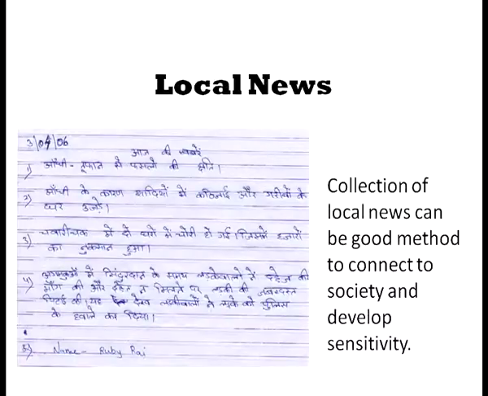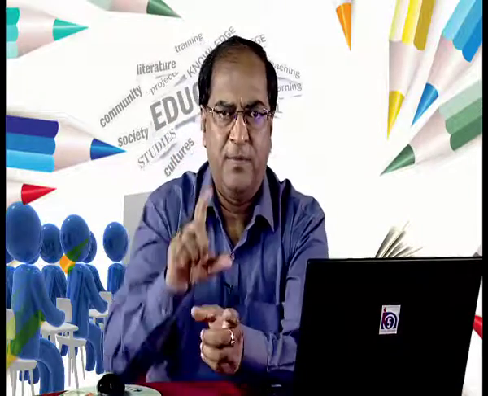Then we come to another tool that can be used for social learning, that is local news. Children can be asked to collect local news. Initially, they can be explained what is local news, which kind of news they can collect, what are the important events that are happening in their village, which they can keep track of, and after that they should start writing in the form of a simple expression of the event, only one or two sentences.